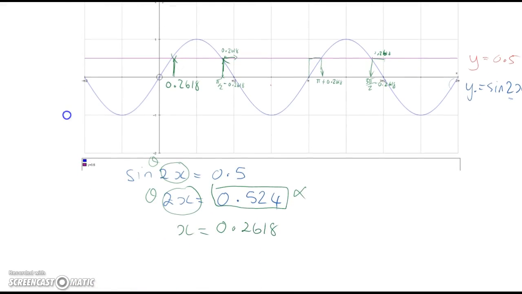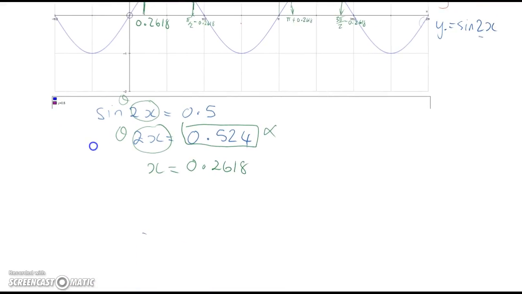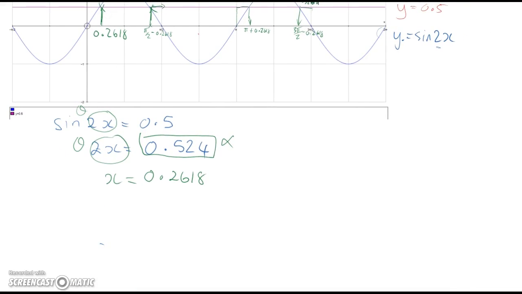Let's have a look at what I have. I have found that x equals 0.2618. It also equals pi over 2 minus 0.2618. It could also have been pi plus 0.2618, or it could have been 3 pi over 2 minus 0.2618.